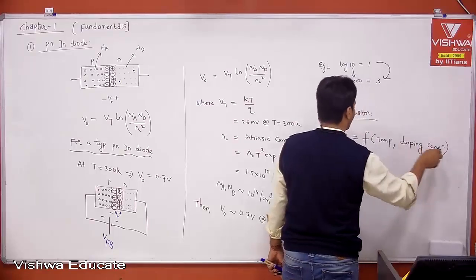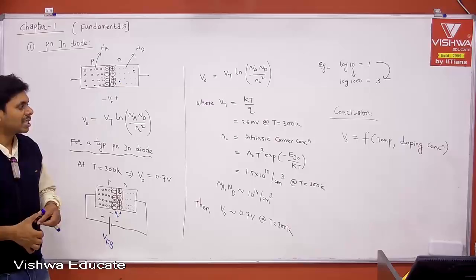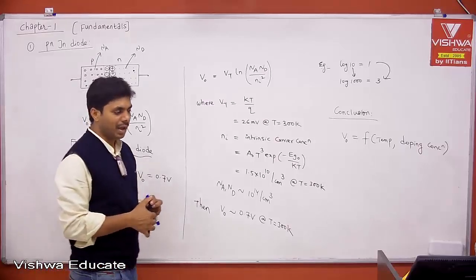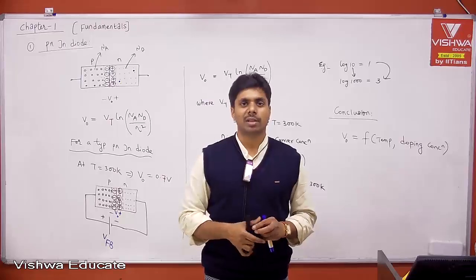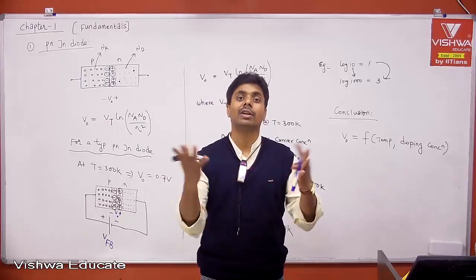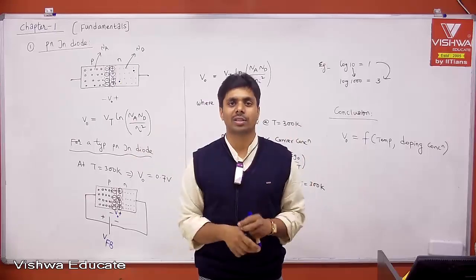At room temperature and the typical doping concentration, your V naught is equal to 0.7. Why am I explaining this? If you take a BJT, we have two PN junctions, the emitter PN junction and the collector PN junction. Both PN junctions will have different doping concentrations. That's why both will have different cut-in voltages.